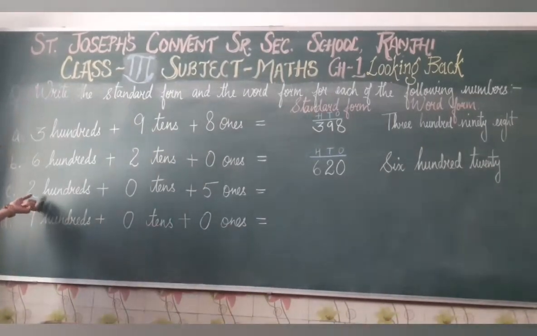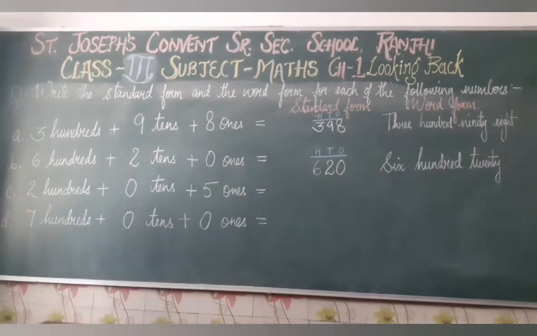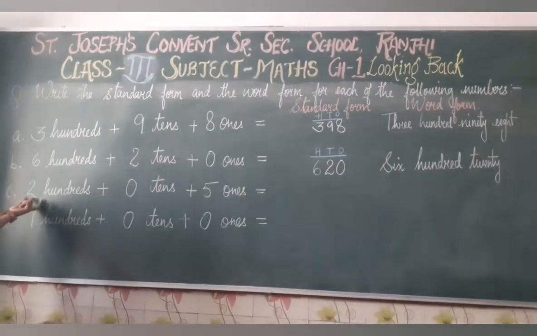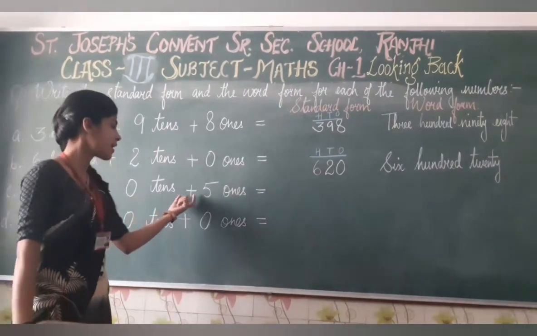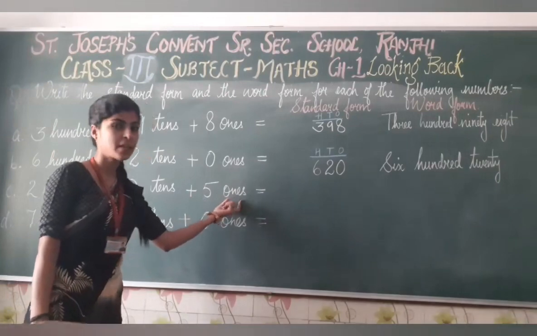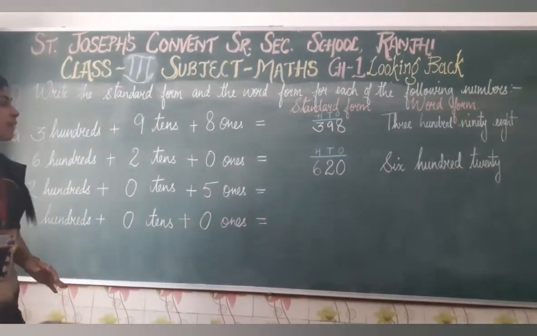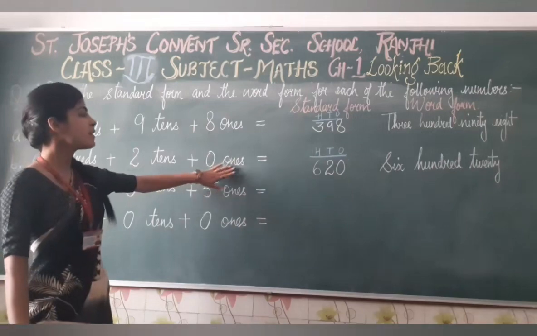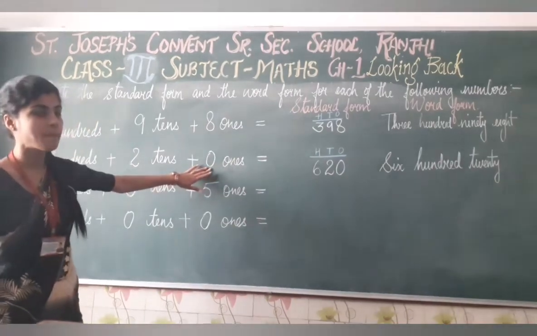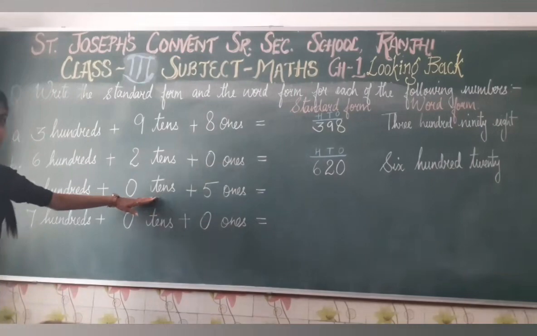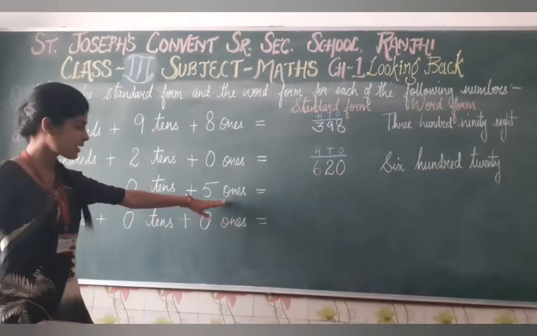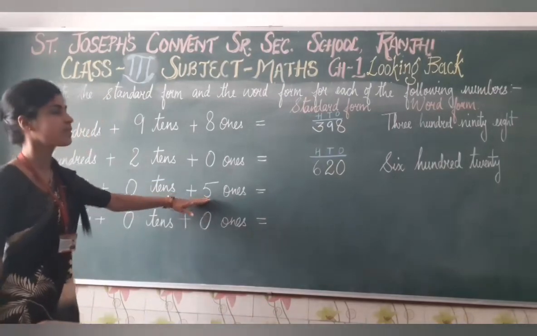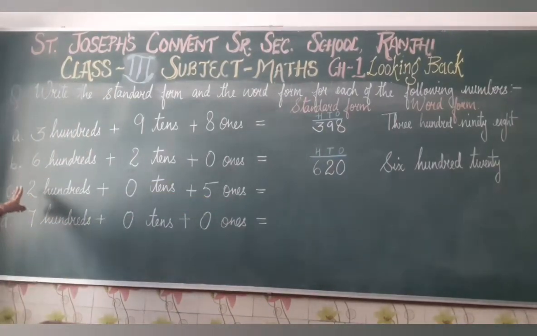Now after completing the second one, we will move towards the third problem. I hope children you are getting how we are solving the standard form and the word form of the numbers given. Okay. So 2 hundredths plus 0 tens plus 5 ones. Now look here carefully, children. When we were doing the second problem, ones was having 0 with it. But now when we came to the third problem, here tens has 0 with it, but the ones place has a certain number, isn't it? So let us solve this kind of problem.